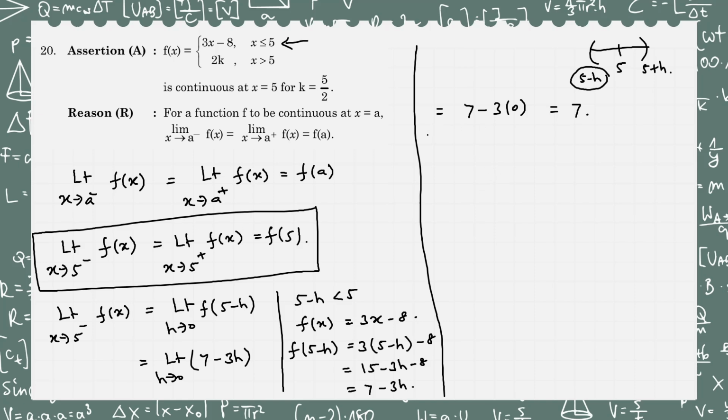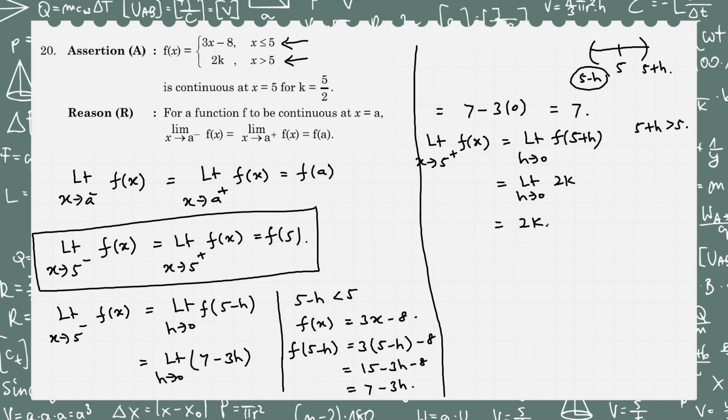Now let us see what is the right limit. The limit as x tends to 5 plus of f(x) equals the limit as h tends to 0 of f of the right end of the neighborhood, 5 plus h. So we know that 5 plus h is bigger than 5. So we are in this zone now. So f of x takes 2k as the answer. So this will be the limit as h tends to 0 of 2k. So this will be 2k only because there is no h to put 0 there. So the right limit is 2k.